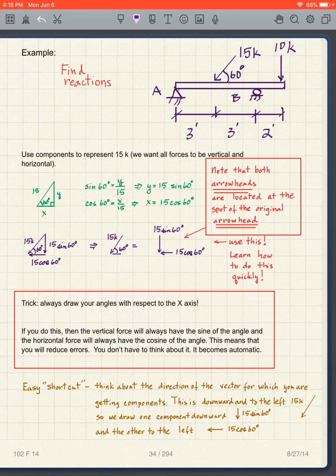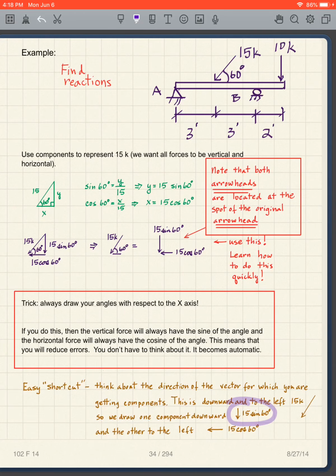So what you have to recognize is that the shortcut is that we have to think about the direction of the vector that we're doing. So in other words, I'm looking at this vector, I'm replacing it. Now notice, this vector here goes downward and to the left. So you just look at it, downward to the left. And that means my two x and y vectors will be downward and to the left.